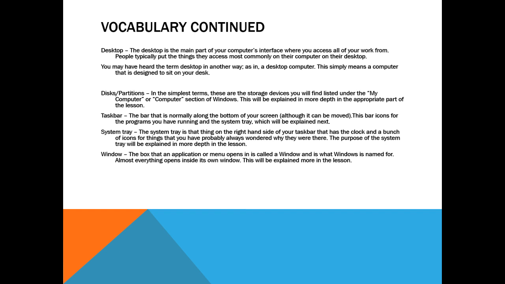Finally, we've got window. The box that an application or program opens in is called a window, and it's basically what Windows is named for. Pretty much everything that you open on your computer is going to open inside its own window. You'll see how this all works once we start going over it a bit more in the lesson, but that's basically the end of the vocabulary. So now we can get onto the lesson proper, and we can actually bring up a computer for you guys to look at, and continue the lesson.